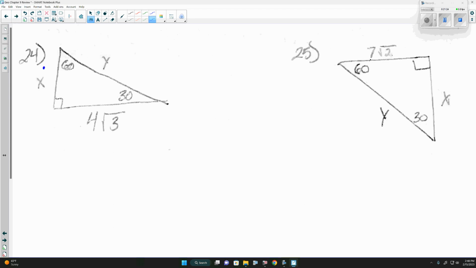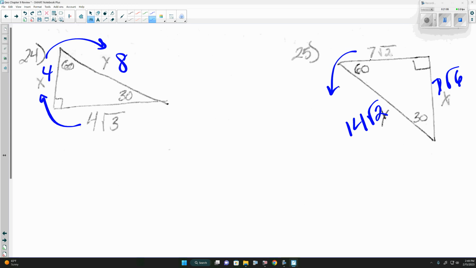Yeah, this is going to be 4 and 8. And this here is going to be 14 square root of 2, and this is 7 square root of 6. Because we're still using the properties of multiplying by 2 and the square root of 3 to get there. Because 4 square root of 3 divided by the square root of 3 is 4, and 4 times 2 is 8. 7 square root of 2 times 2, because this short side is 14 square root of 2, and 7 square root of 2 times the square root of 3 is 7 square root of 6. Questions on any of this here?